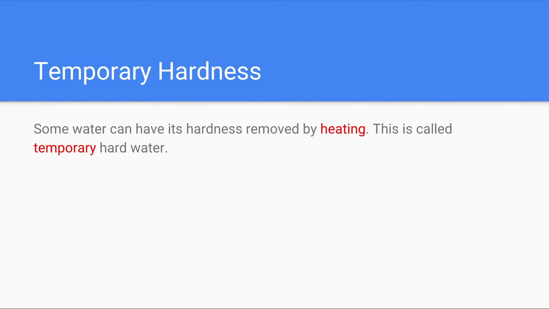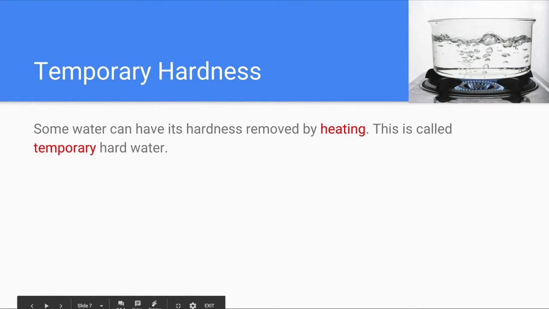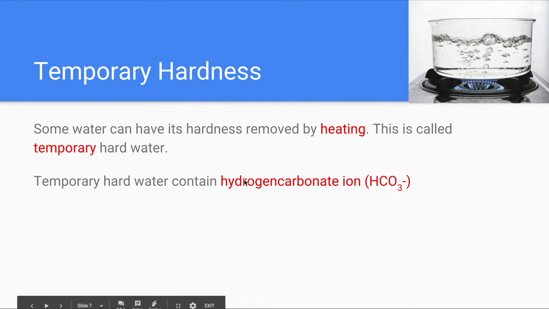We have two types of water, temporary and permanent. Some water can have its hardness removed by heating, and this is called temporary hard water. And obviously if we're going to use heat, that means we're going to use energy. That means it's going to be expensive. And temporary hard water, specifically, contains the hydrogen carbonate ion, which you need to know. And that's what makes it temporary hard water.